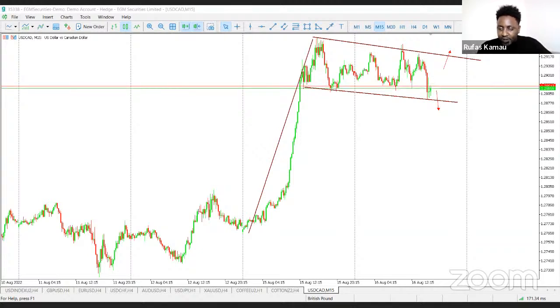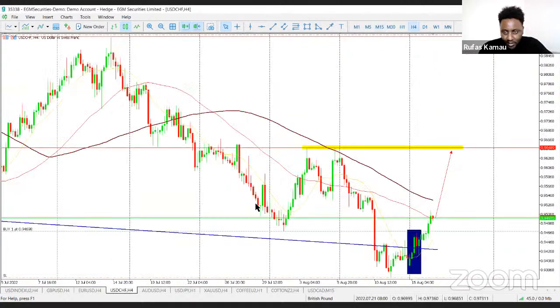Interesting. How about the minor support over there on USD CHF? Could be retested too. So let me check. US dollar against the Swiss franc. Yes, I understand what you're talking about.